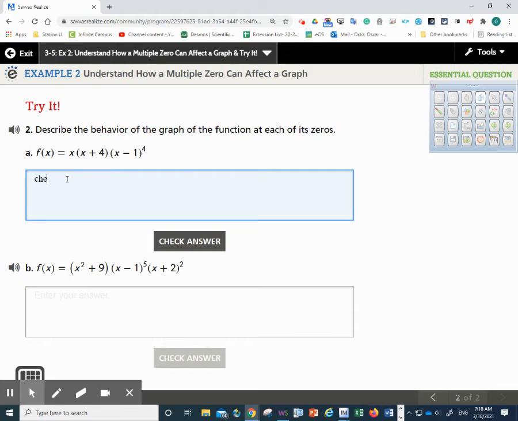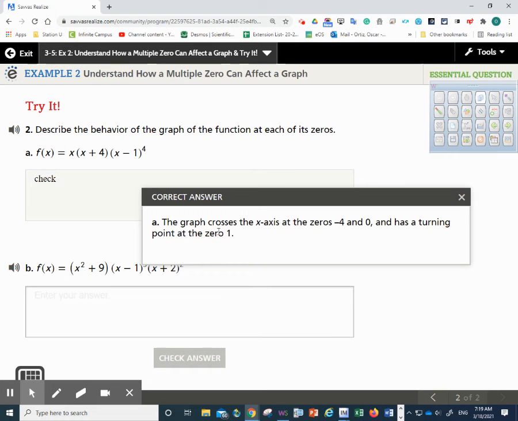So let's see what the answers here are. Pause the video, and if you have tried something, compare your answers. So the graph crosses at this 0 and -4 and has a turning point because this 4 is even at the 0, x equals 1, right? So same kind of thing we can do right here. Hopefully you guys tried something.